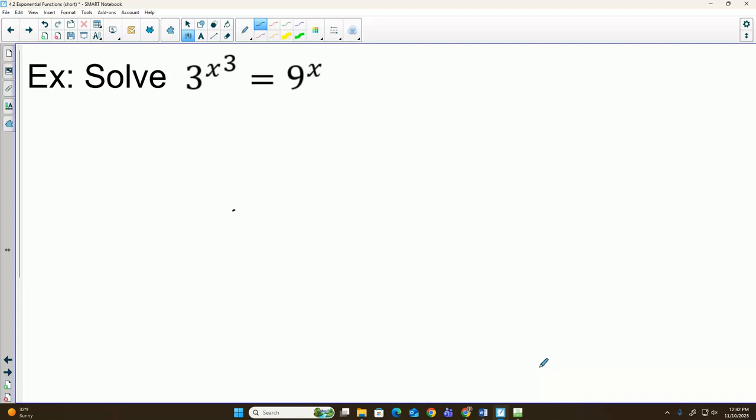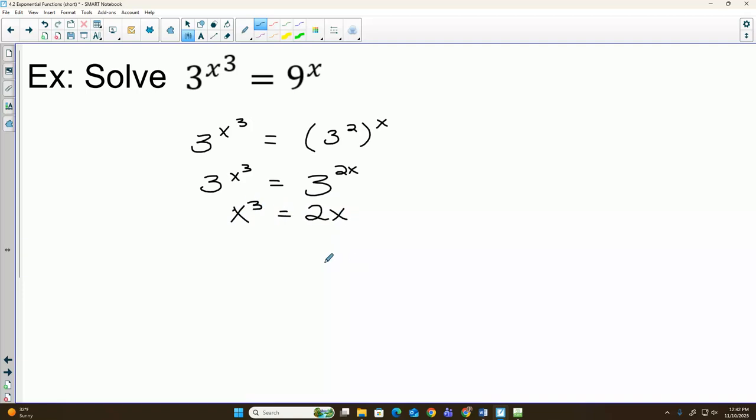3 to the x cubed equals 9 to the x. What's my common base going to be? How would I rewrite 9? So 3 to the x cubed equals 3 to the 2x. So x cubed is equal to 2x. I can subtract over my 2x. What would I need to do to factor that?